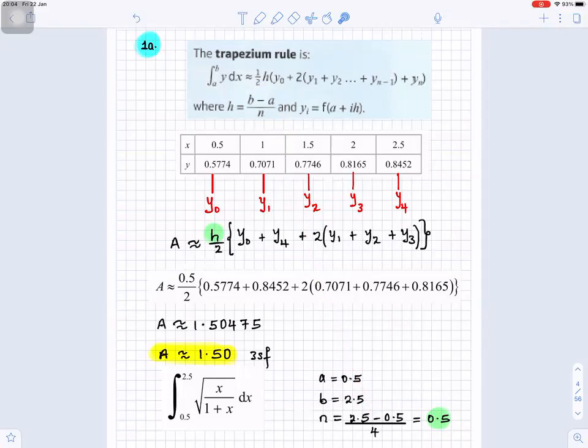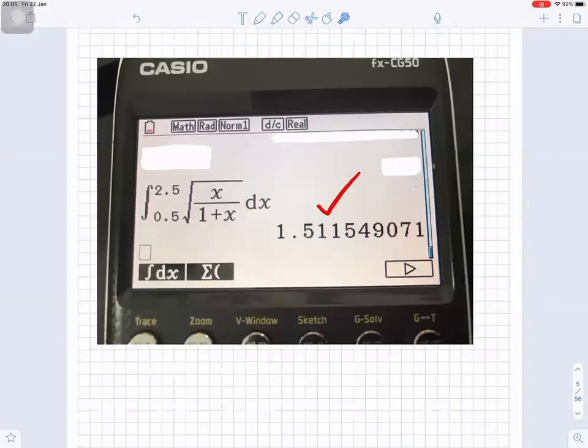And when you put h as 0.5 and you sub in the values for y0, y4, y1, y2, y3, it will give you the area is approximately 1.50475. And to 3 significant figures, it will be 1.50. And if you put that in your calculator using the integral, you will get 1.51154. So the answer is slightly different.